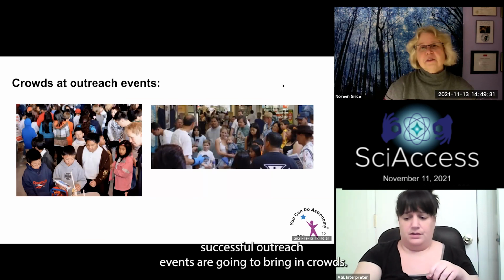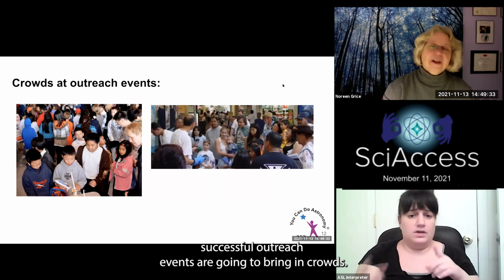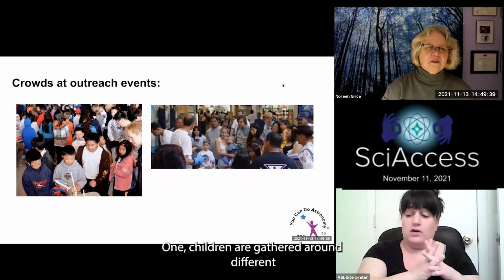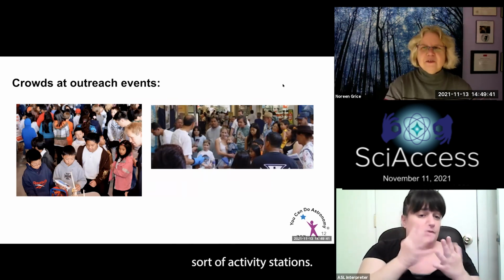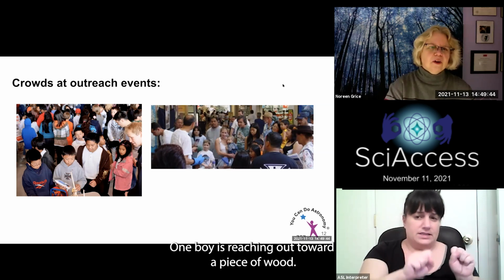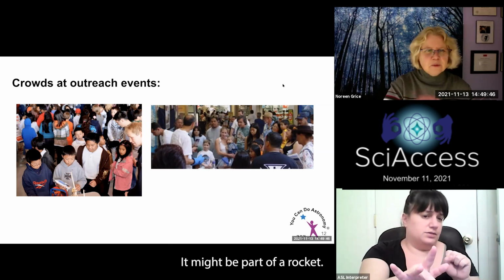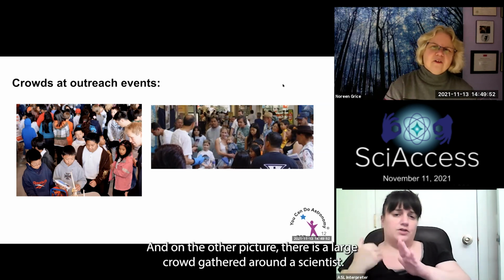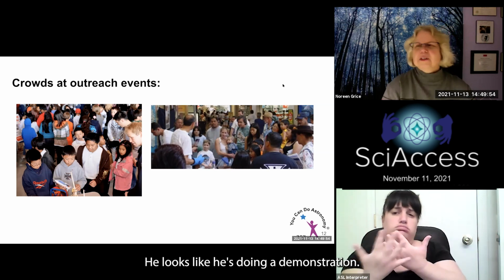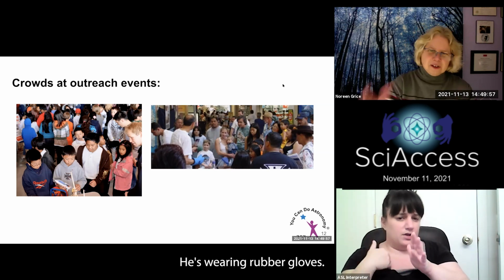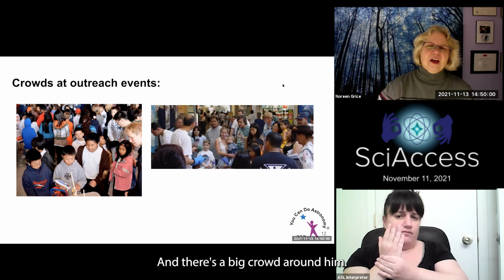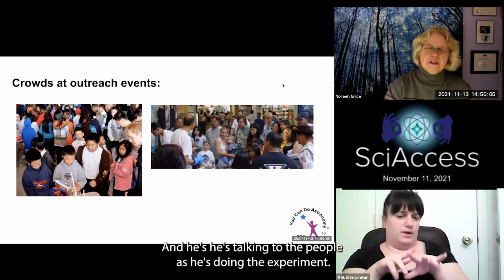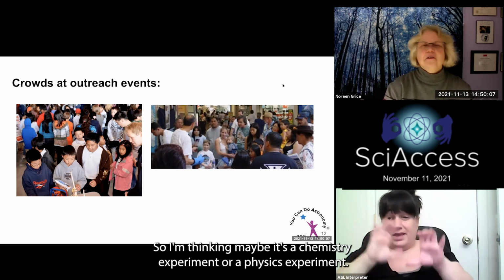And then very successful outreach events are going to bring in crowds. So there's 2 pictures of different crowd scenes. In one, children are gathered around different sorts of activity stations. One boy is reaching out toward a piece of wood. It might be part of a rocket. And on the other picture, there's a large crowd gathered around a scientist. He looks like he's doing a demonstration. He's wearing rubber gloves. At least one big glove is visible. And there's a big crowd around him, and he's talking to the people as he's doing the experiment. So I'm thinking maybe it's a chemistry experiment or a physics experiment.